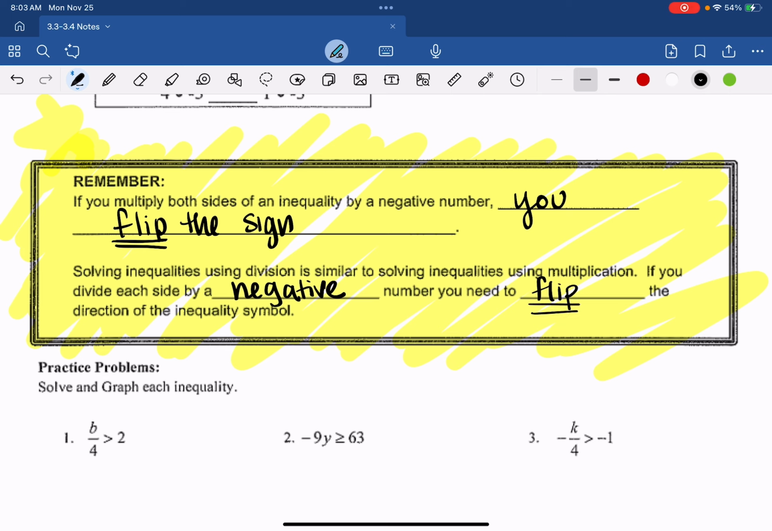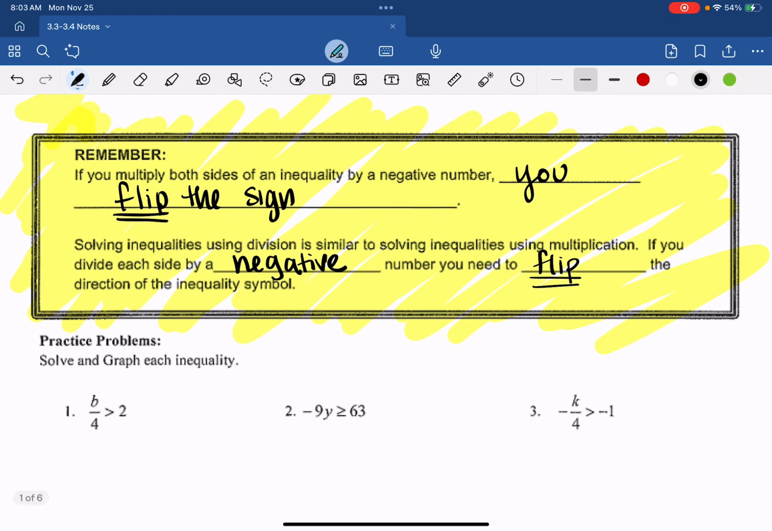Okay? So this is a moment where Ms. Dolan really wishes that she could do a backflip, because then if we were in class, I would just whip out a backflip real quick, and then you guys would never forget this rule. But unfortunately, I can't, so you're just going to have to use your imagination. But we flip the sign when we are multiplying or dividing by a negative number. So let's do a couple of these together.